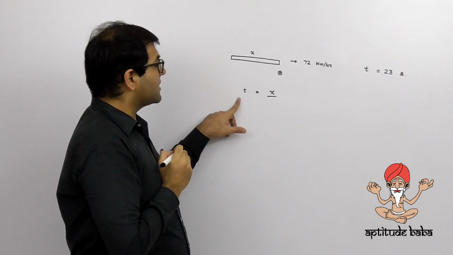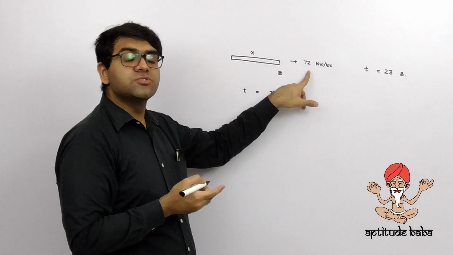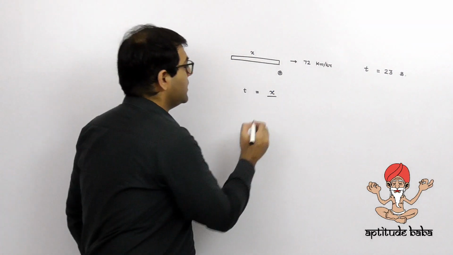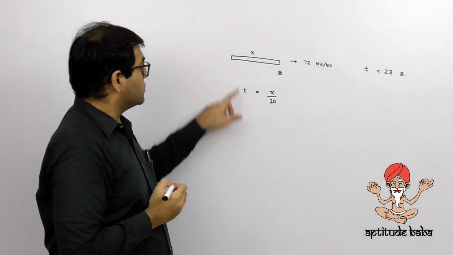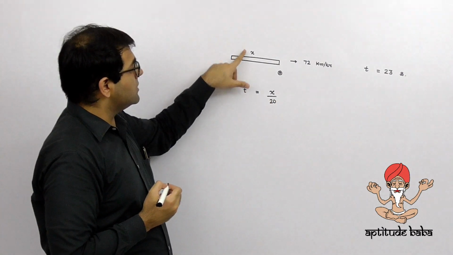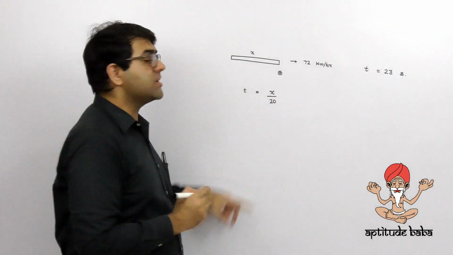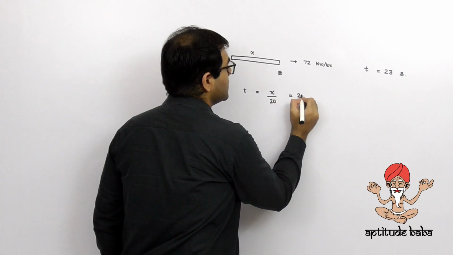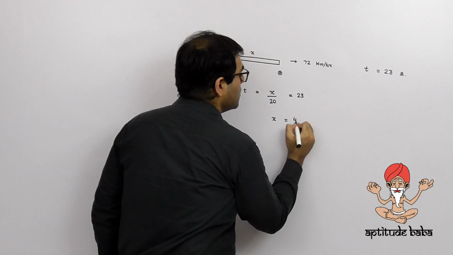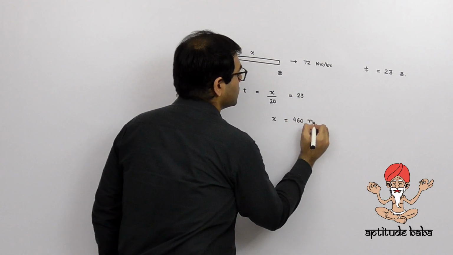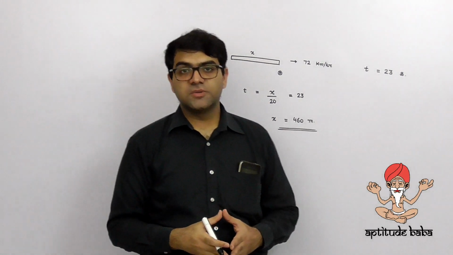सिंस यहाँ पे मेरा टाइम सेकंड्स में है, आई नीड टू कन्वर्ट द स्पीड ऑफ किलोमीटर्स पर आवर इनटू मीटर्स पर सेकंड. So 72 into 5/18 gets me 20 meters per second as the speed of the train. So the train would be covering its own length, which is x meters, at a speed of 20 meters per second, and the time that it should take is 23 seconds. From here I can get the value of x as 23 into 20, 460 meters. So length of the train at hand is 460 meters.